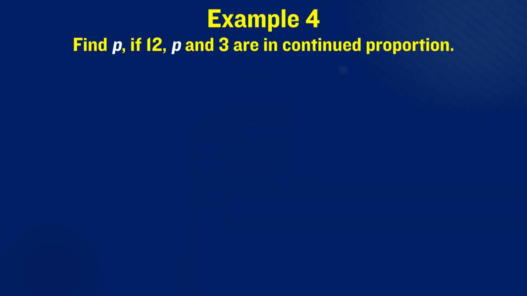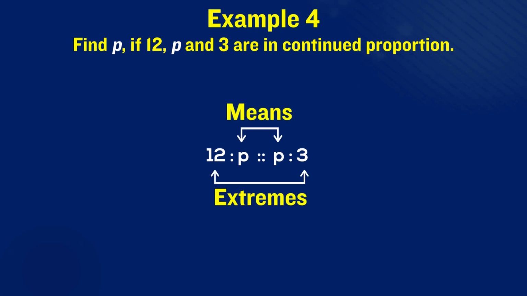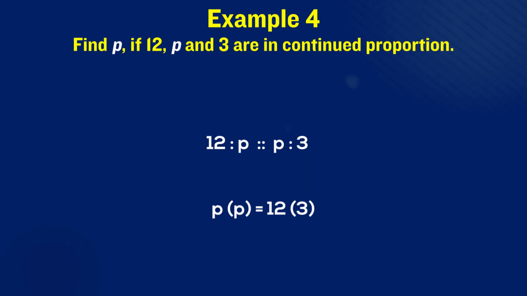The question says that 12, p and 3, they are in continued proportion. Given that, we need to find the p. Firstly, place the given values in proportional form like this. Then, it's the same old, same old. Equate the product of the means to the product of the extremes. Seems to work for everything.